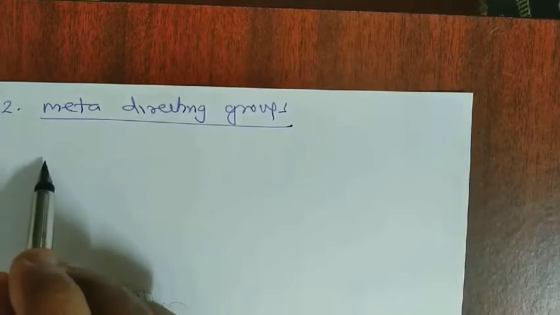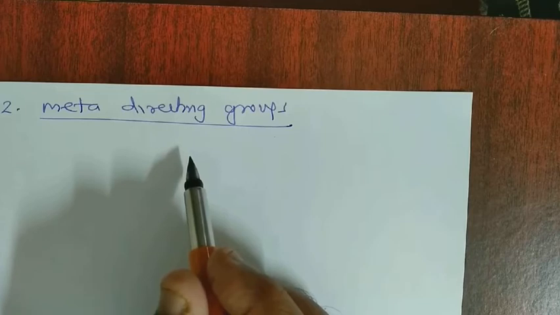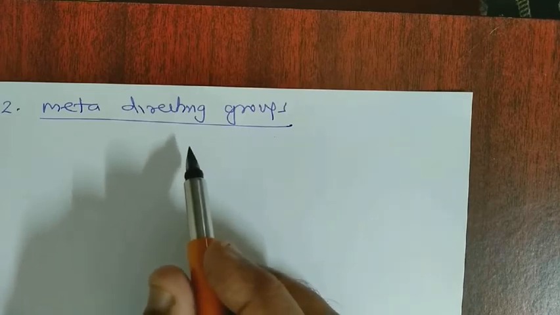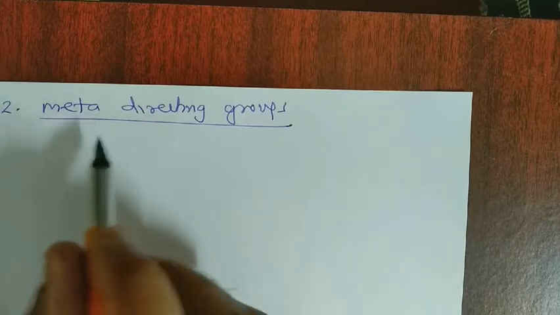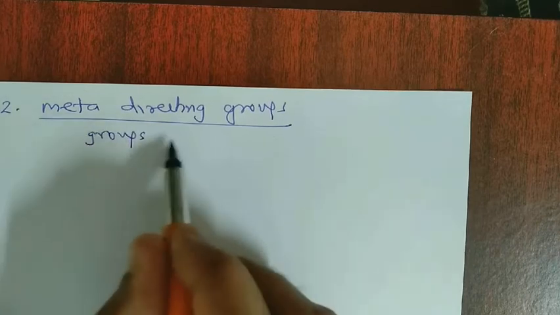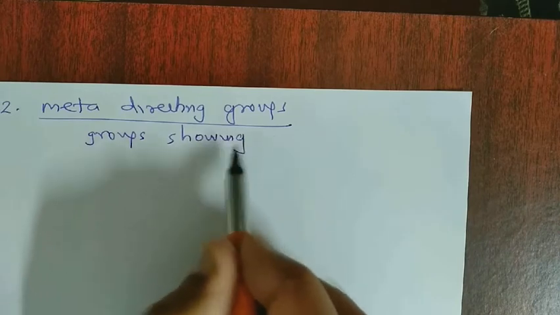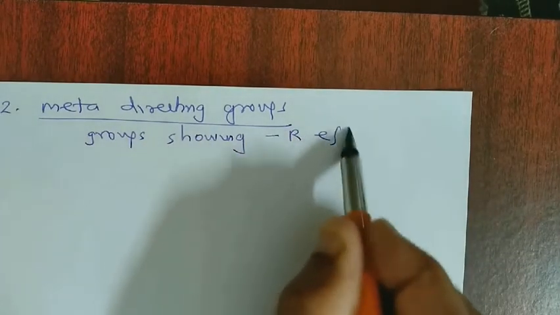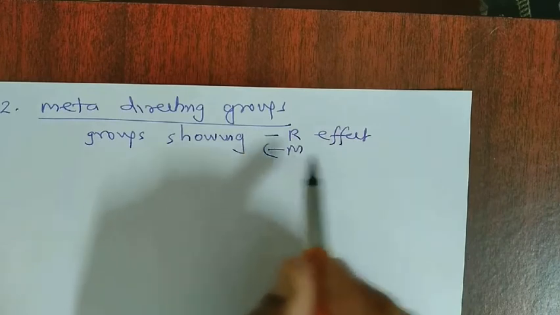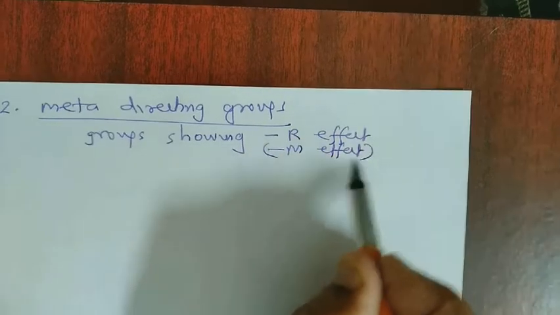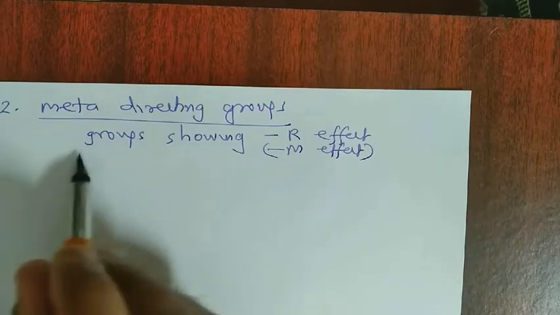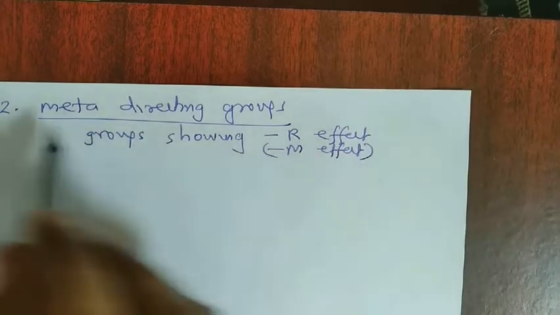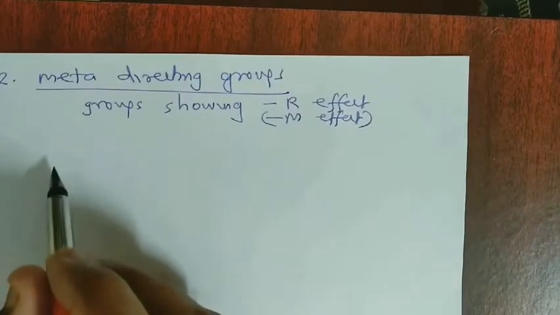Meta-directing groups. When these groups are bonded to the benzene ring, electron density at ortho and para positions decreases through the minus R effect, also called the minus resonance effect or minus mesomeric effect. So groups or functional groups showing a minus R effect are meta-directing groups.